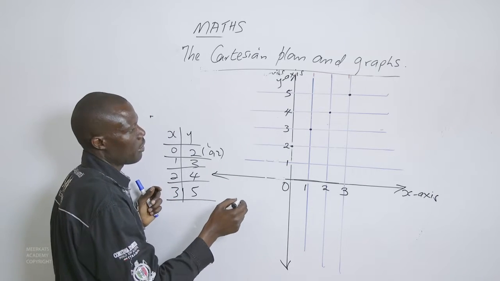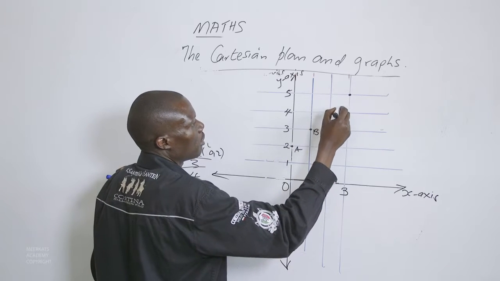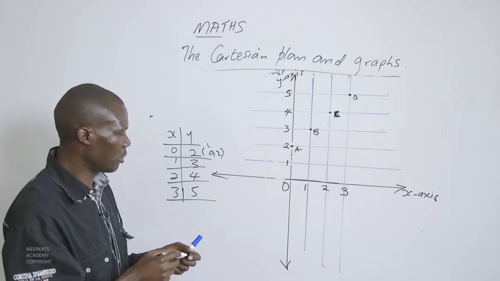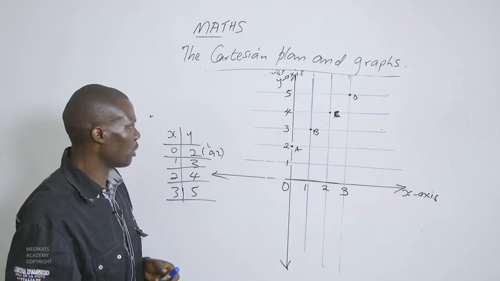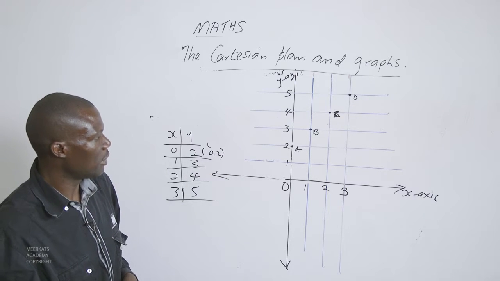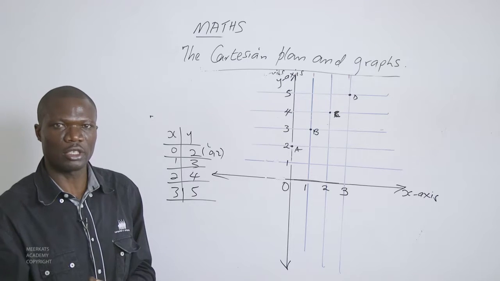As I told you earlier on, it is always good when you label your points so that when you are plotting your points you can know whether you are doing it correctly or wrongly. So these are the points that we have, and we should be able to plot them correctly as illustrated here.